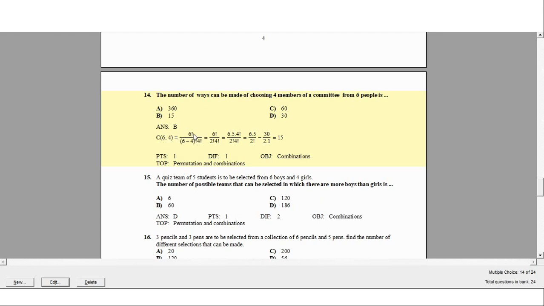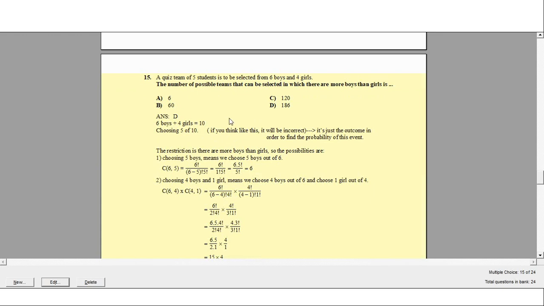So 6 factorial over (6 minus 4) factorial times 4 factorial again. And then equals 6 factorial over 6 minus 4, which is 2 factorial, and then 4 factorial again. And then you expand: 6 times 5 times 4 factorial over 2 factorial times 4 factorial. So 4 factorial over 4 factorial you can cancel. So remains 6 times 5 over 2 factorial. Again, 30 over 2, which is 15. So this one is choosing, so using the combination concept. 15.